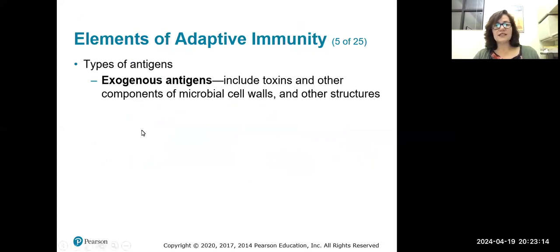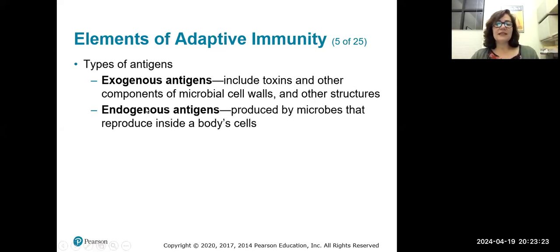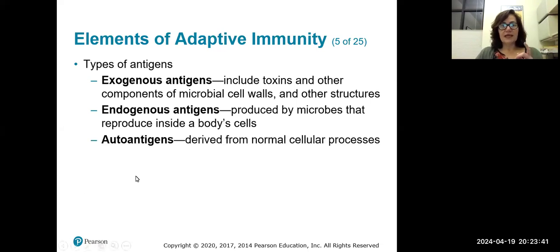All right, types of antigens. Exogenous antigens are things that are outside of us, things from microbial cell walls, other structures, flagella, etc. And then endogenous antigens would be things that our immune system can react to that were actually inside our cells. They were produced by microbes, like, for example, viruses, but they're inside our cells. And then autoantigens are things that our immune cells can detect, but they're from us. They're from normal cellular processes.